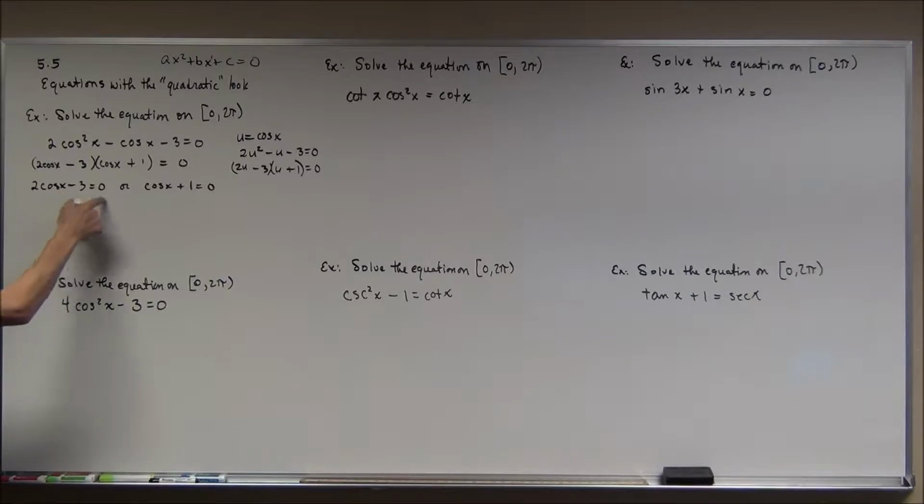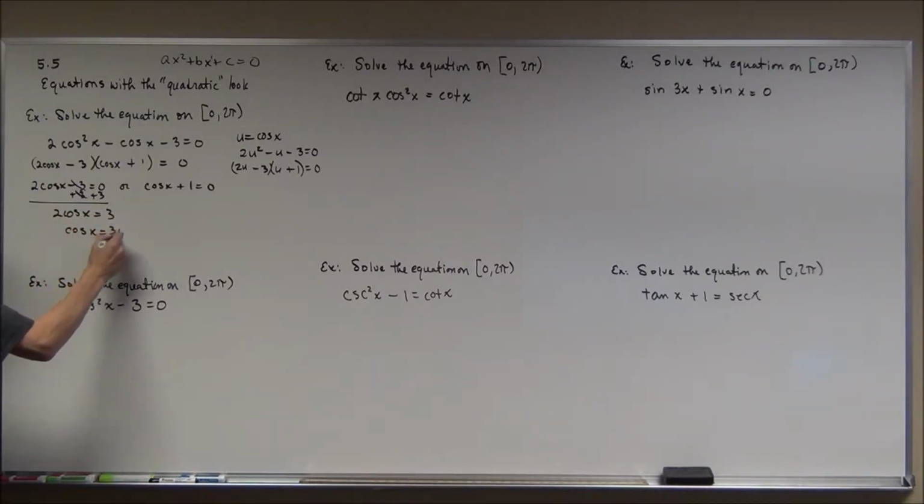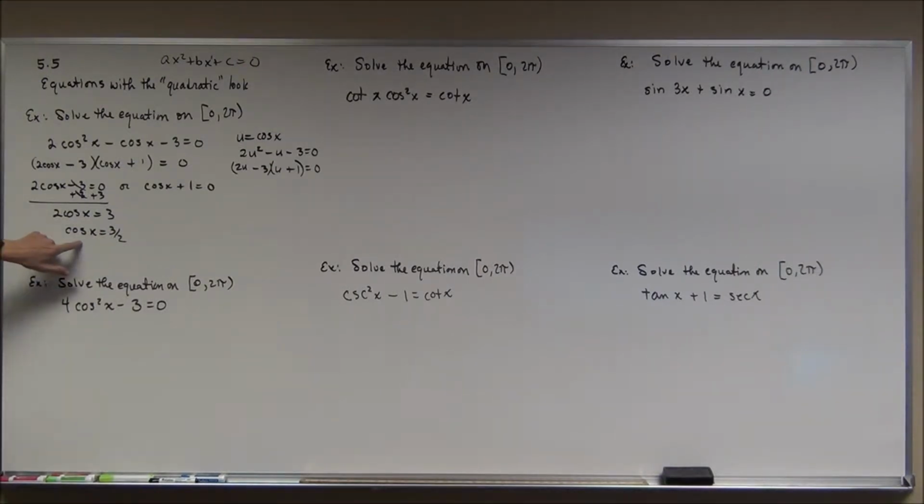In this case here, I'm going to solve this. I'm going to add 3 to both sides. 2 cosine x equals 3. Divide by 2, cosine of x equals 3 halves. Now, you may look at this and say, well, I don't remember 3 halves as being on the unit circle. Well, you better not have 3 halves on the unit circle, because remember, the range of cosine x is between 1 and negative 1 inclusive. So this is too big. So this does not offer us any solutions.